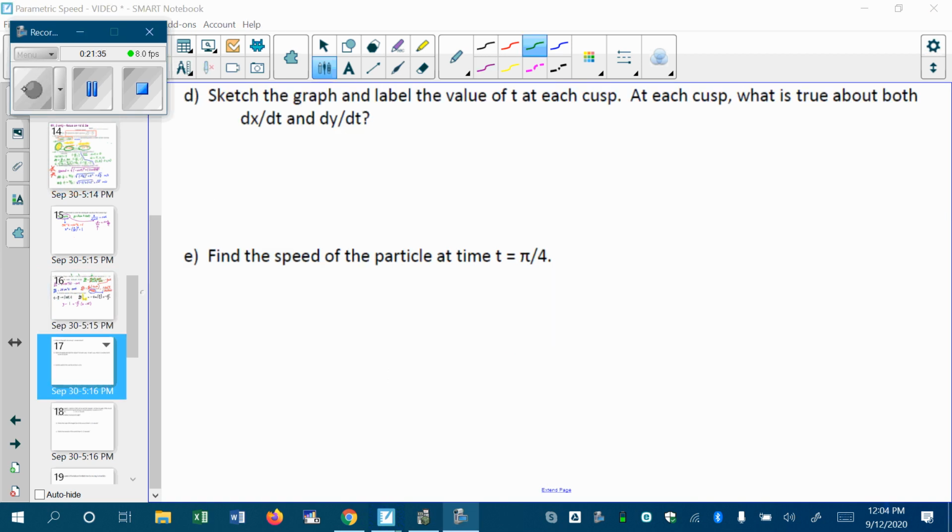Okay, the last question I would like you to try is number 1, part E. So this says find the speed of the particle at time equals pi over 4. We're still within the same question, so we're still using the same pair of parametric equations, okay? The same two that we were just working with, okay? Pause the video again and come back in a second.